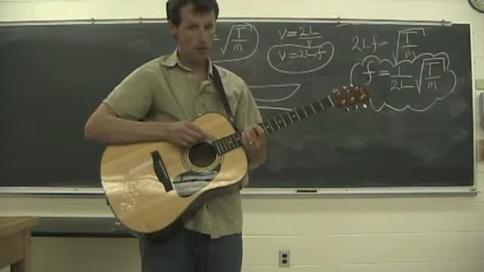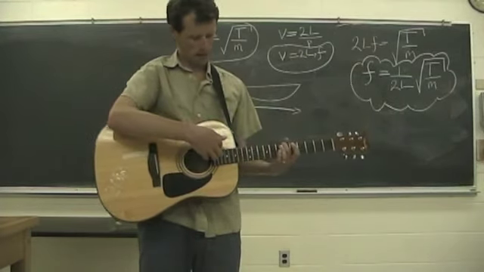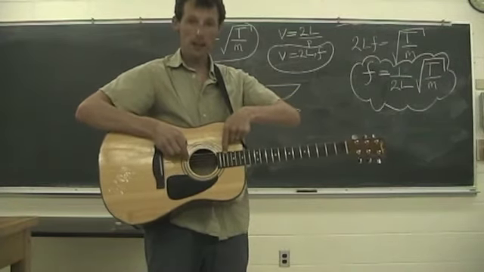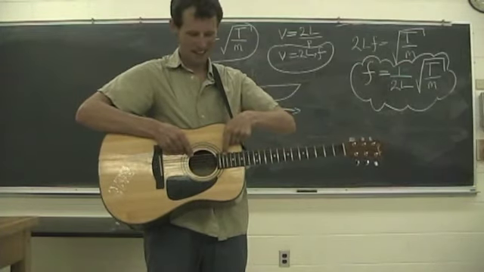If I go a third of the way up, this is a little tricky one. So what's a third of the length of this string? It turns out to be right here. If I strike there, I should get 3 times the frequency. Oops, wrong one. I should get 3 times the frequency if I get the right string.